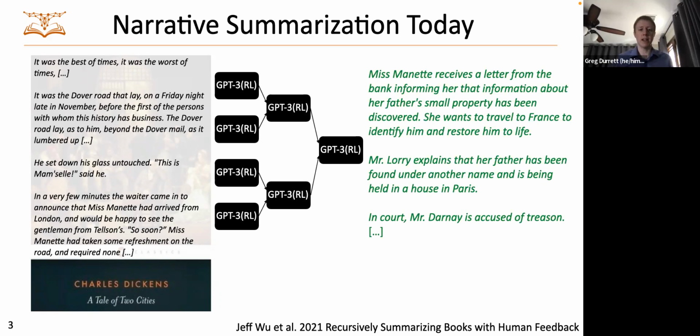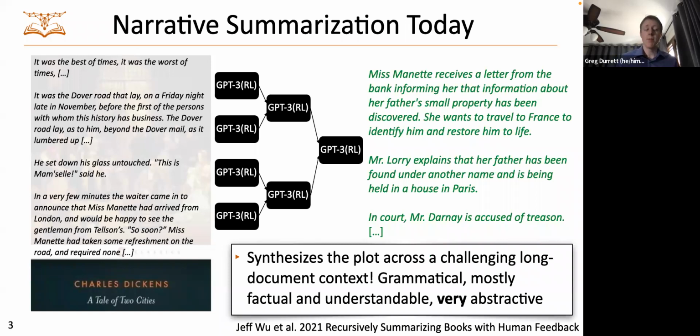Miss Manette receives a letter from the bank informing her that information about her father's small property has been discovered. She wants to travel to France to identify him and restore him to life. Mr. Laurie explains that her father has been found under another name and is being held in a house in Paris. In court, Mr. Darnay is accused of treason, and so on and so forth. So this is clearly way ahead of the destabilized Nigeria's economy thing that we just saw. It's able to synthesize these details about the plot over a really long document context. These things unfold over the first few chapters of the book, and yet it's being distilled down into just a few sentence summary here that's basically factual, understandable, and very abstractive.